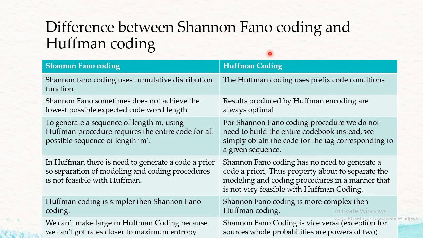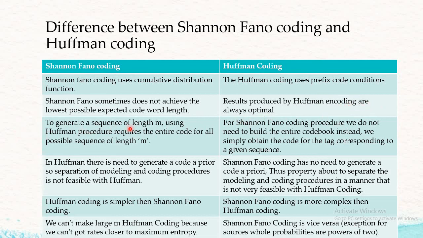The efficiency in this case is 94.8%. Last point, the difference between Shannon-Fano code and Huffman coding. Shannon-Fano code uses the cumulative distribution function, whereas the Huffman code uses the prefix coding condition. Shannon-Fano sometimes does not achieve the lowest possible expected code word length. Results produced by Huffman coding are always optimal.